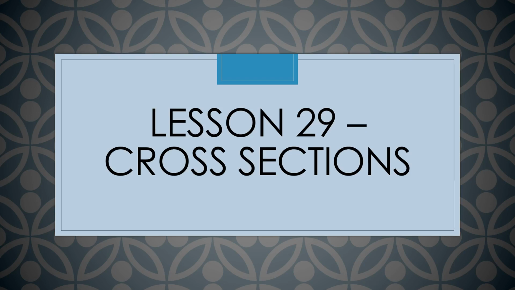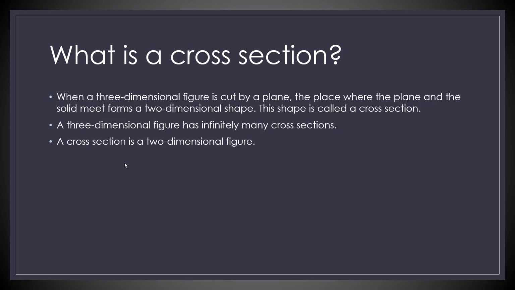Lesson 29, we are going to be talking about cross sections. So, first of all, we need to talk about, well, what is a cross section? A cross section is when a 3D figure is cut by a plane. It's kind of like if you have a cake and you have a knife and you're slicing your cake. Wherever you are cutting your cake, like say you cut it in half, that would be your cross section. So wherever that happens, it is called a cross section.